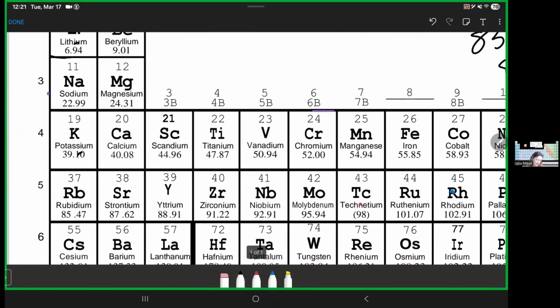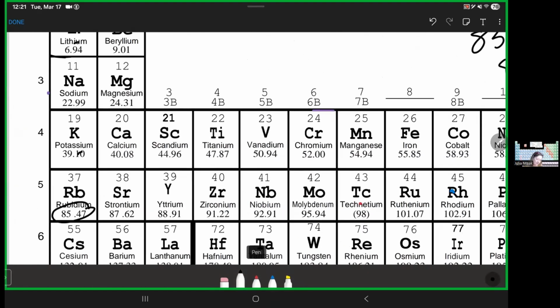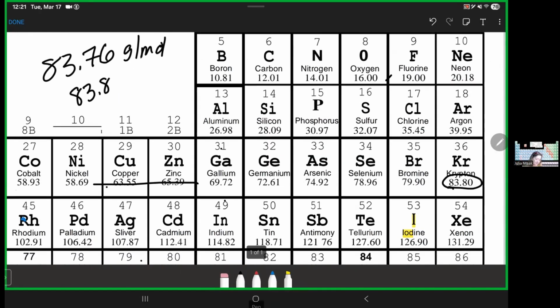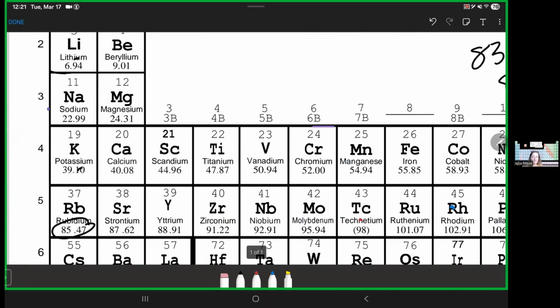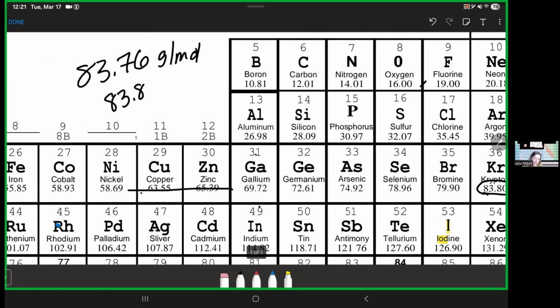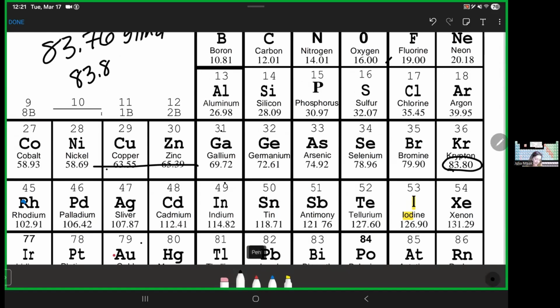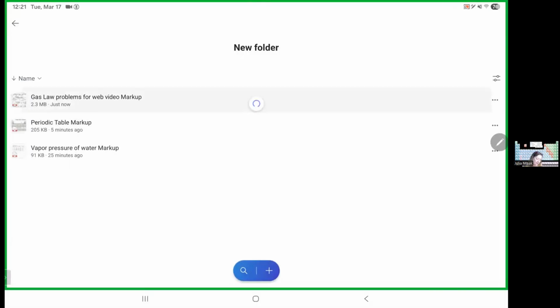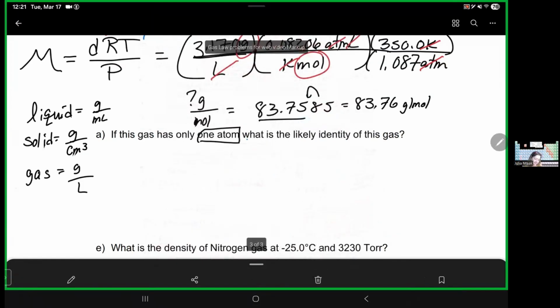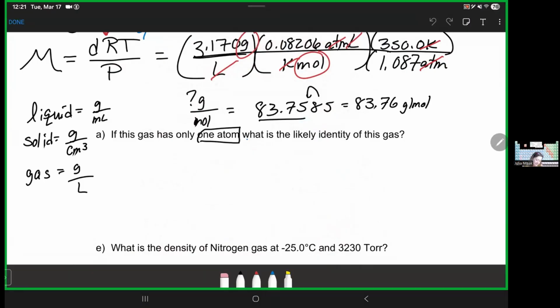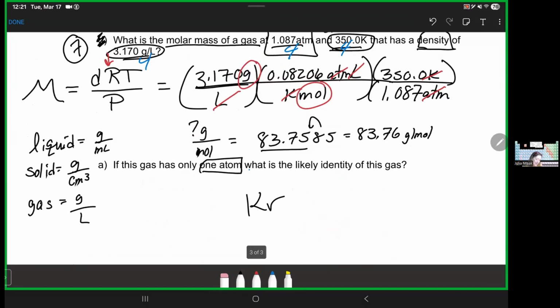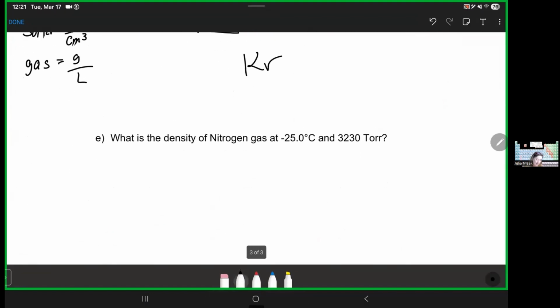Let's just go to the next one. The next one is 85. So yeah, it's got to be krypton. And besides that, the next one is not even a gas. It's a metal, right? So it has to be krypton. Okay, so we are going to identify that gas as krypton. Okay, and this is, I believe, our last problem.